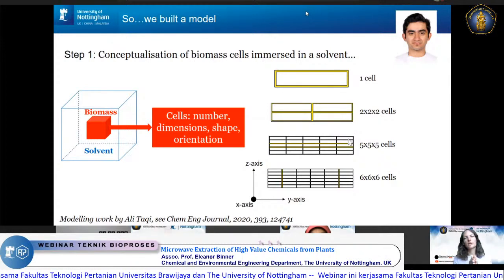But he's built a model of biomass where he puts in the number, the dimensions and the shape and the orientation, and he uses as real data as he can about the cell elasticity and all the mechanics of rupture and all of these things. And he builds it up with size.